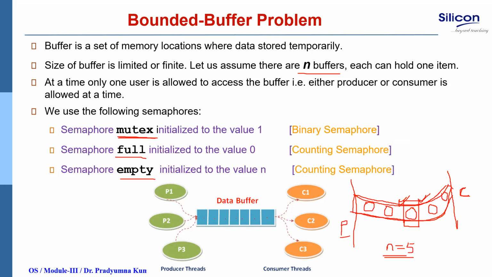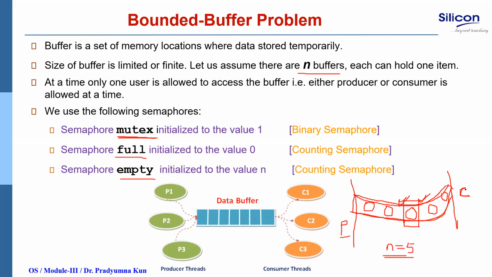Second, whenever a producer produces an item, it must inform the consumer that the item has been produced. It's like the person who is baking the cake saying, hey, one cake is produced, you can consume it. So how will the consumer know? By incrementing the full slot. Full is actually 0. One item is produced, full becomes 1. Then another item is produced, full becomes 2. So it is a counting semaphore, and it can count up to a maximum of n.